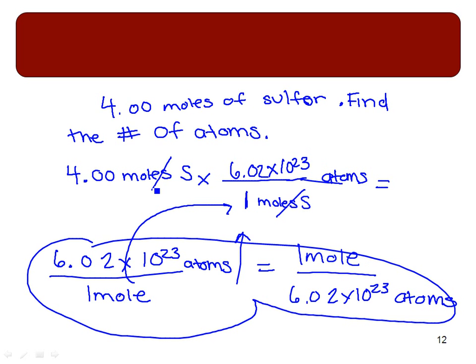Okay, so our moles cancel. We're asked for atoms of sulfur. If we do the math here, we should get 2.41 times 10 to the 24th sulfur atoms. So we get a really big number here, times 10 to the 24th. That'd be like moving the decimal place over 24 times. So that's how many atoms we have in just 4 moles of sulfur.